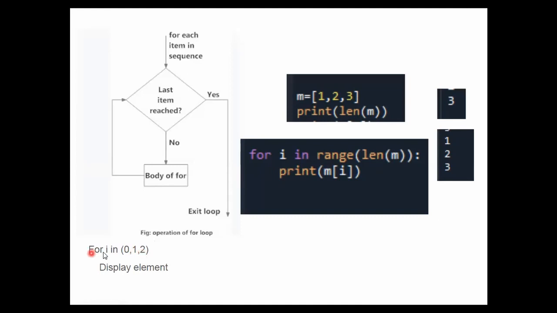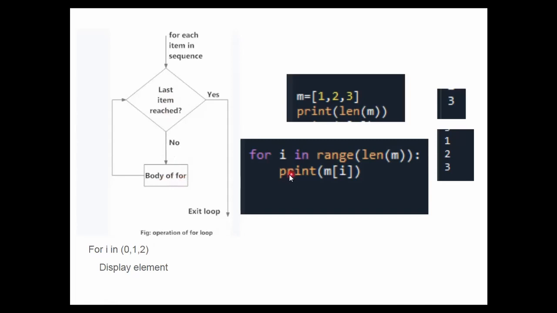For the first iteration, the i value will be 0. For each value of i, it is going to check whether the last item is reached. What was the last item for the range function? For the range function, the last item is 3. So it will check whether the value 3 is reached or not. No, the value is now 0, so the last item is not reached. So it will go into the body of the for loop.